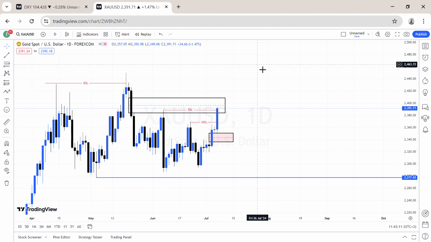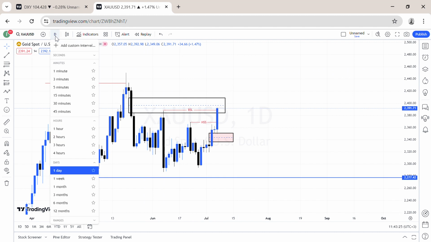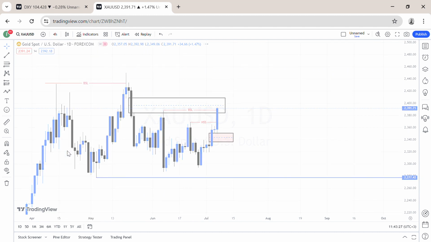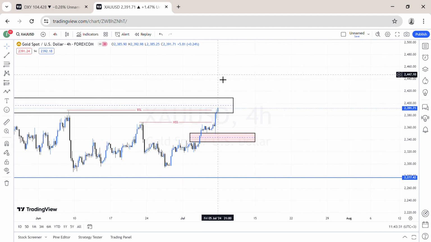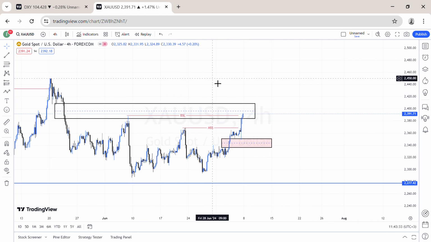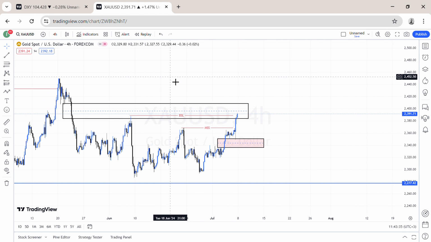Okay, but this is just on the daily. The 4-hour time frame might give a different detail. We might find something else just in between here that will support the price. So I want us to go to the 4-hour time frame. Maybe we'll have more details. Okay, so this is the 4-hour time frame.